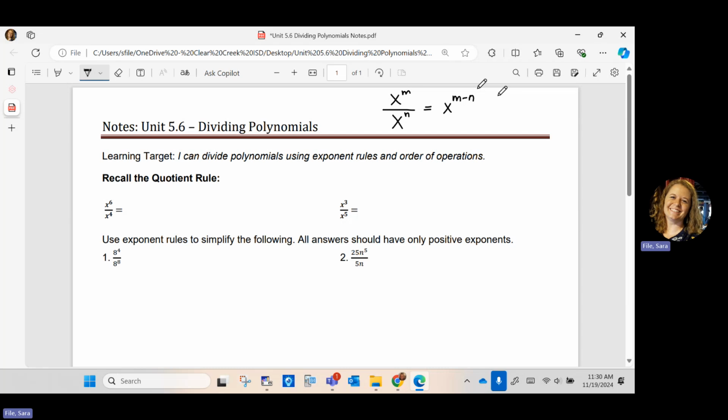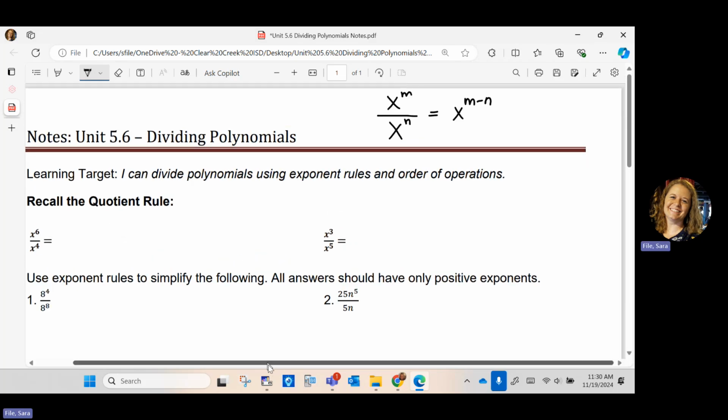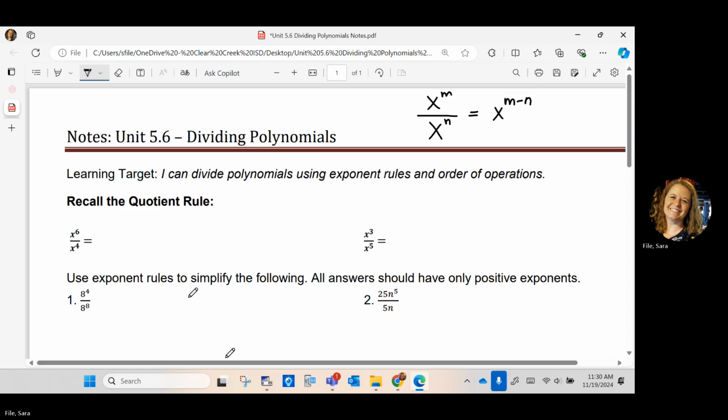Yesterday we were multiplying, so we had to use the product rule. Today we're dividing, so we have to use the quotient rule. We have to recall this from our previous lessons. Here's just an example of applying that quotient rule. It would look like x to the 6 minus 4, which would then be x squared. This is how we apply the quotient rule.